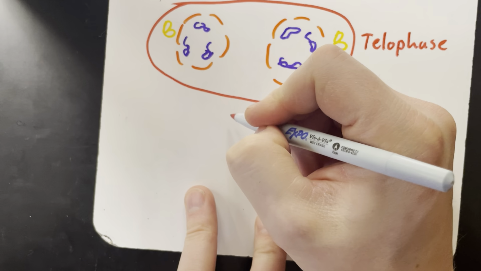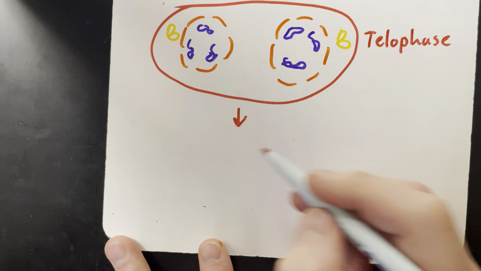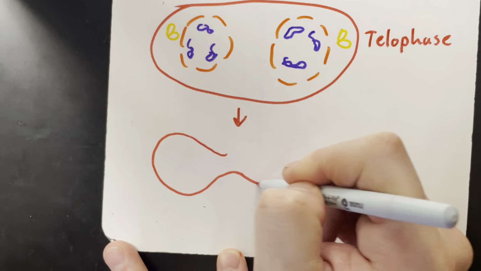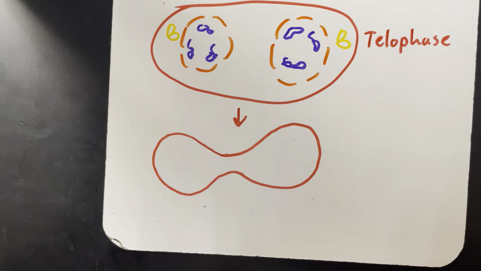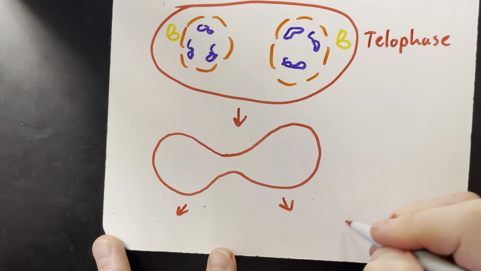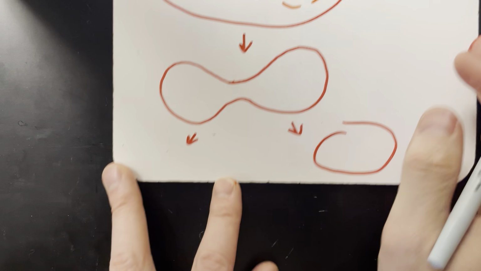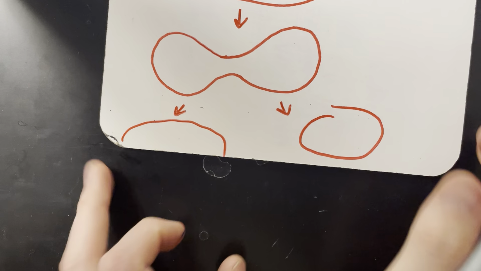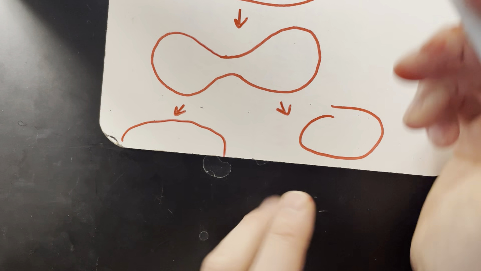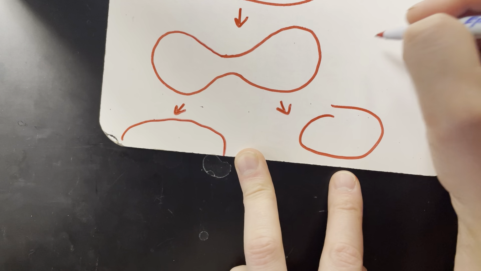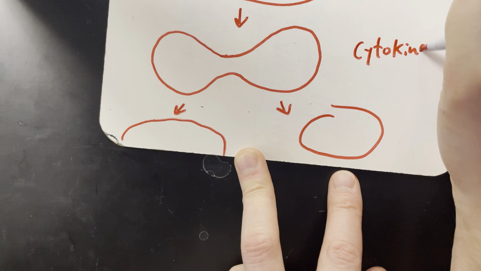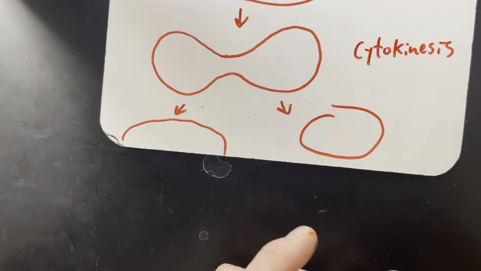But after mitosis, the final step is cytokinesis. I'm going to draw it like that, kind of. Didn't leave myself enough room. But the point is, that's where the actual pinching off and dividing of the cytoplasm itself occurs. Cytokinesis.